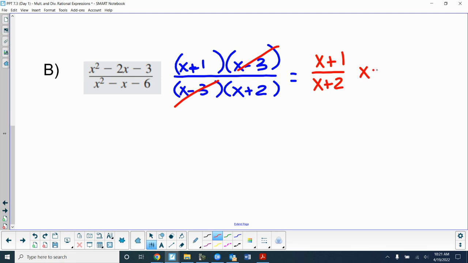And what's x not allowed to be? +3 and -2. It's not too bad, is it? Not there yet. I know you love to do homework.